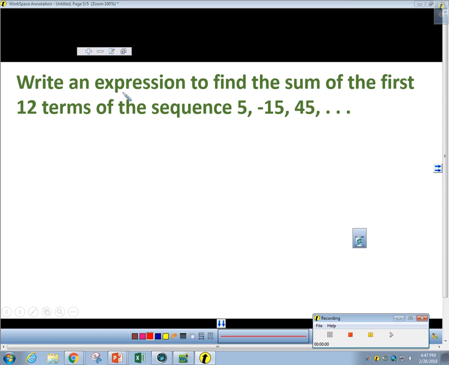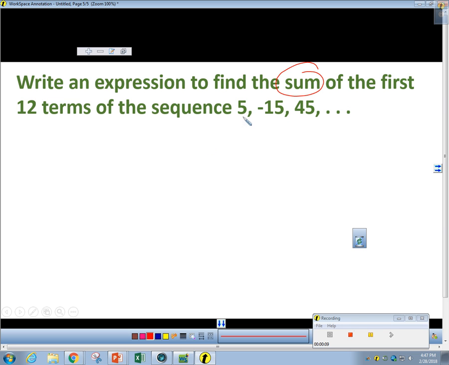Write an expression to find the sum of... sum! That's an important word. Let's mark that. Sum is big. We know sum is one of those important words that means something. All right, let's keep going. Sum of the first 12 terms of the sequence.